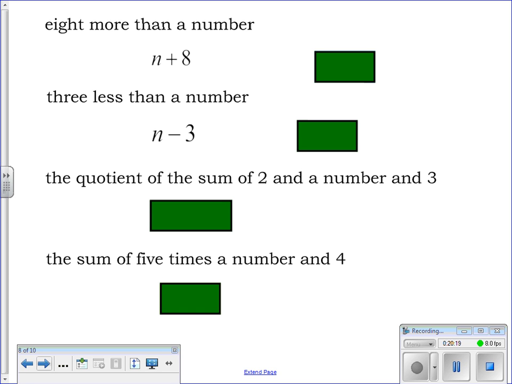Okay. The next one, the quotient of the sum of 2 and a number and 3. This is a tricky one. I have the quotient, which means I'm dividing. The quotient of this and this. Those are the two things that I am dividing. You have to read the phrase carefully. It's not the quotient of 2 and a number and then 3. It's the quotient of the sum of 2 and the number, and 3.